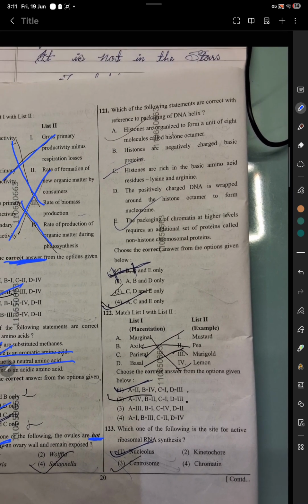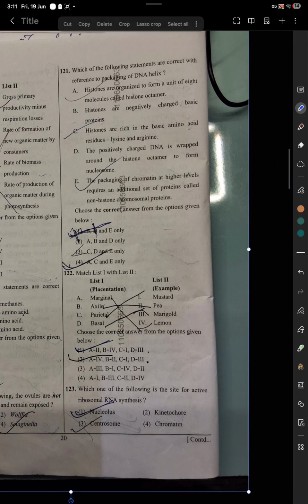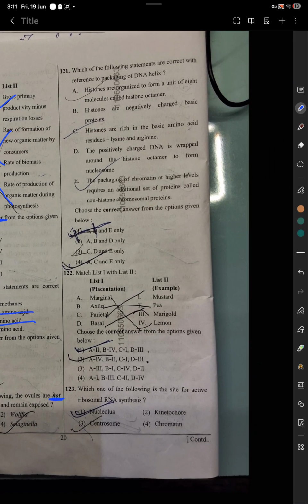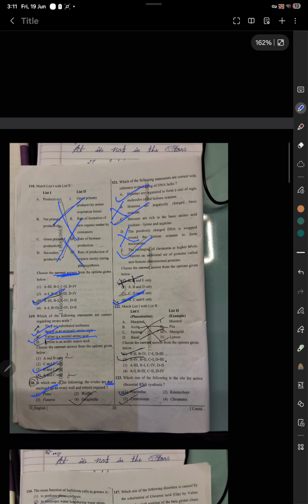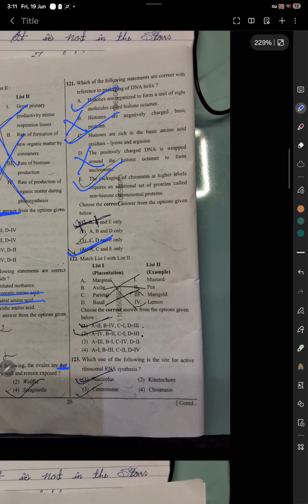Let's move to next question. Question 112. Which of the following statements are correct with reference to packaging of DNA helix? So option number 4 is correct, A, C, and E, and this is wrong because it's asking the correct answer, not the one which is not correct.